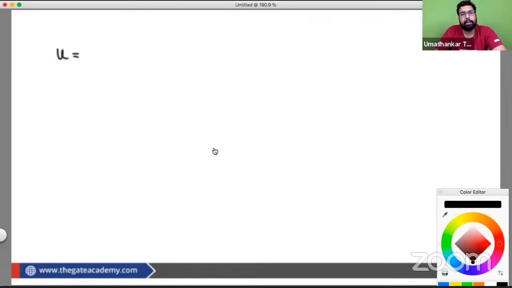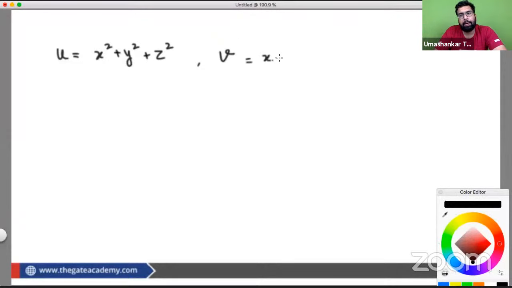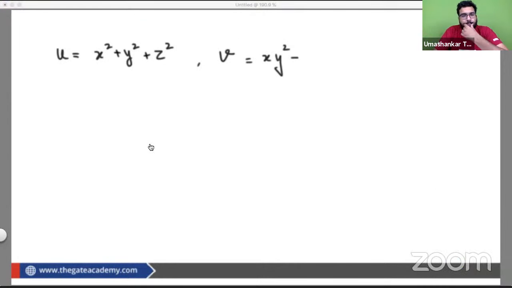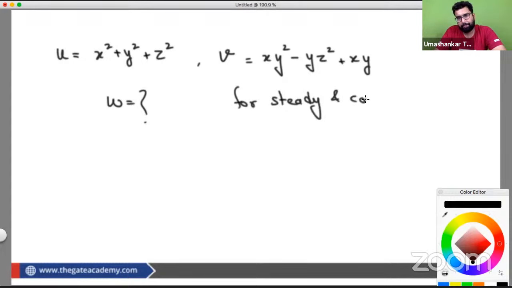Okay, so we have u given as x square plus y square plus z square, and we have v given as xy square minus yz square plus xy, and you have to find w for steady and incompressible flow. So can you get me that? For steady and incompressible flow.